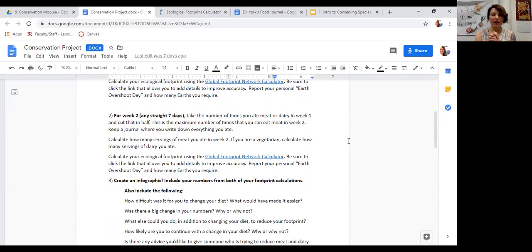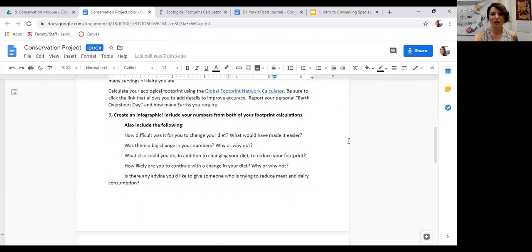You're going to, again, write down everything that you have been eating. And you're going to take that global footprint calculation again, and you're going to see how that affects how many Earths you end up taking up. And then what I want you to do with this is ultimately create an infographic. There's all kinds of free software available on the internet. If you give it a Google, you'll get some sites that pop up. And if you're struggling, let me know, and I can point you in the right direction.